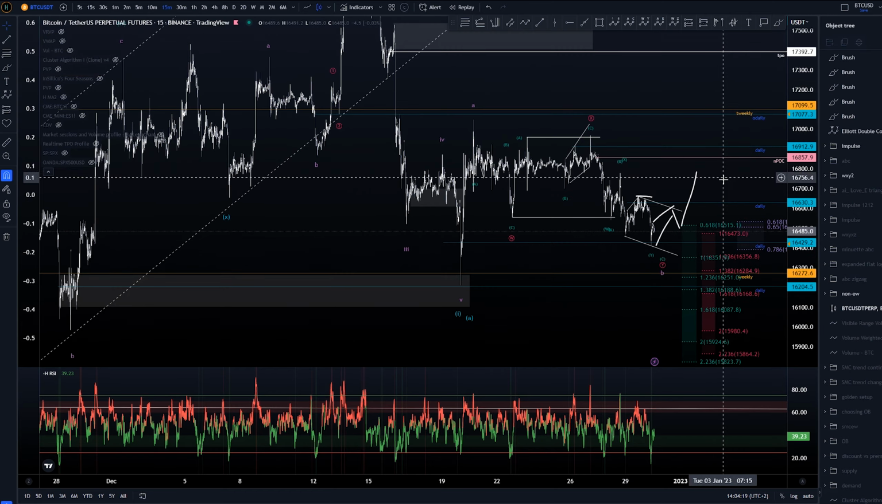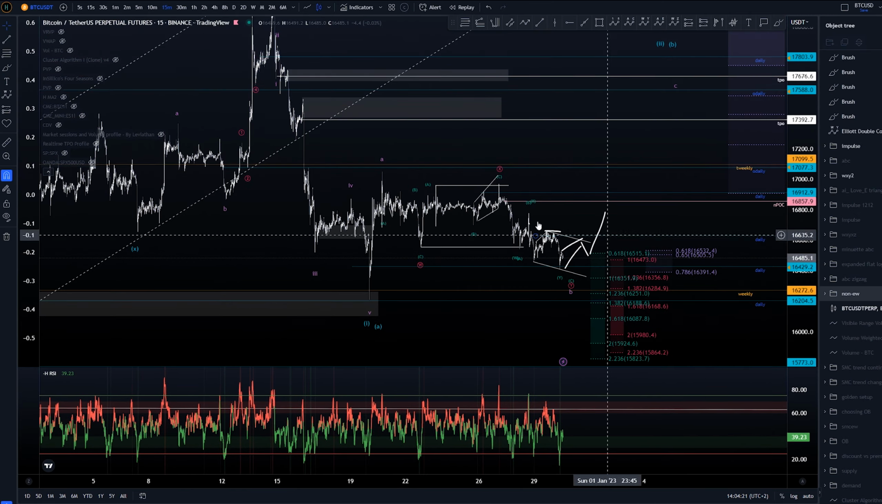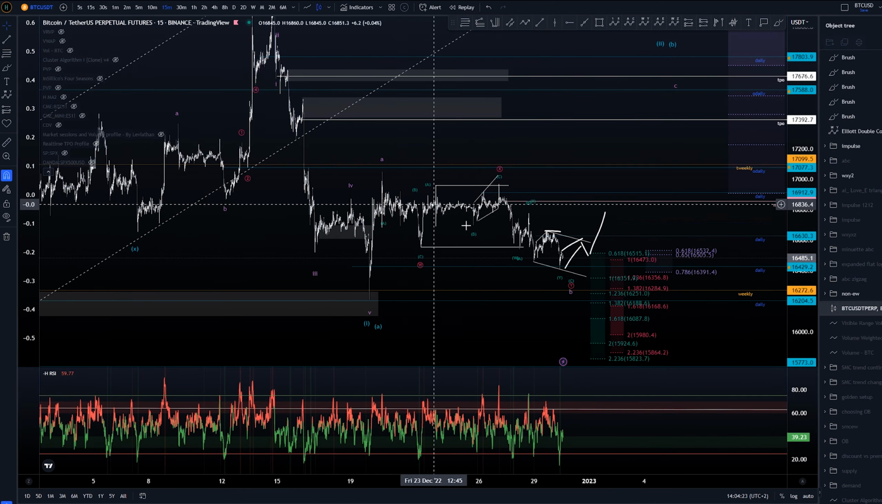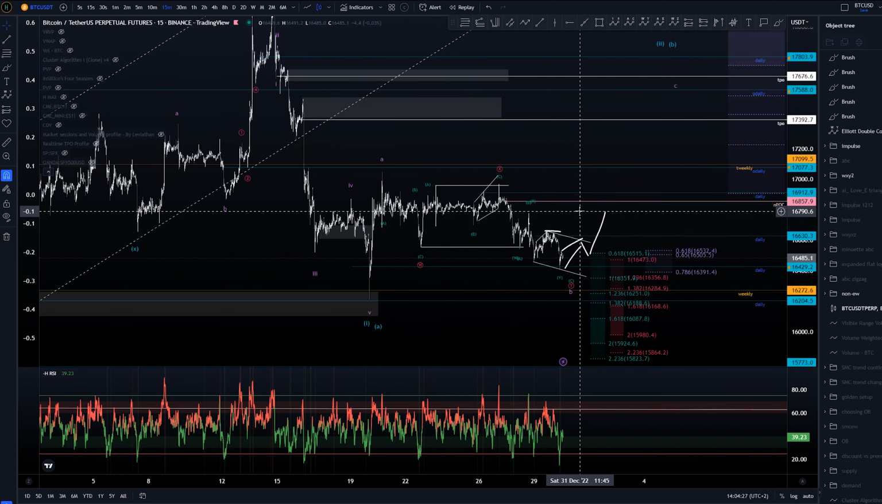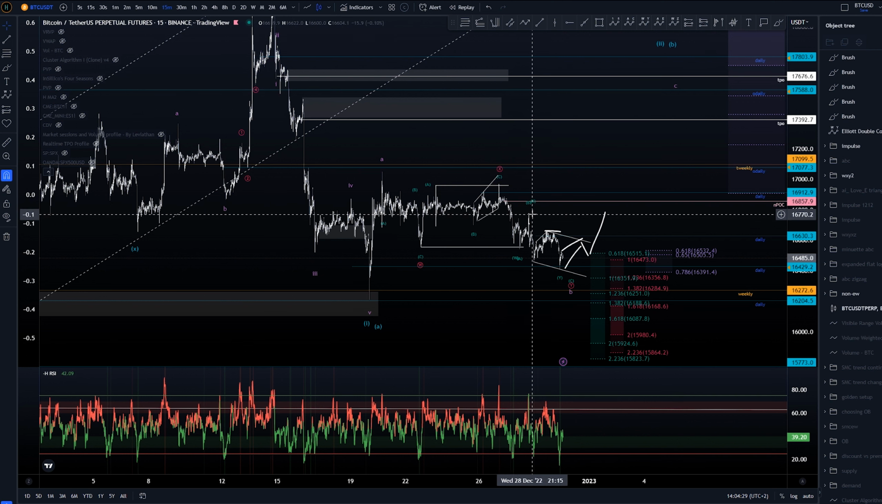I think that is pretty much everything I wanted to cover on Bitcoin. Nothing really changed on the higher time frame picture, and this is still going relatively similar to the plan that we had previously. But yeah, that is going to do it.